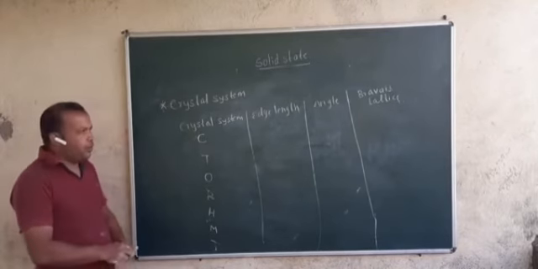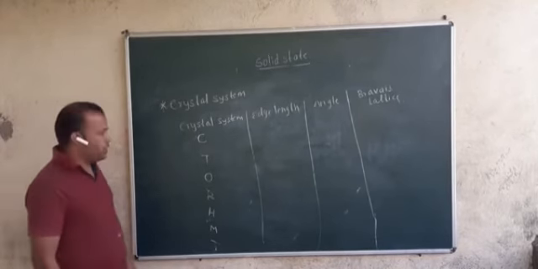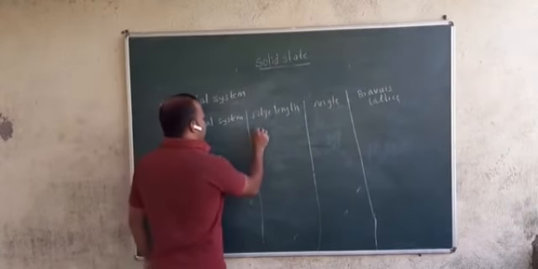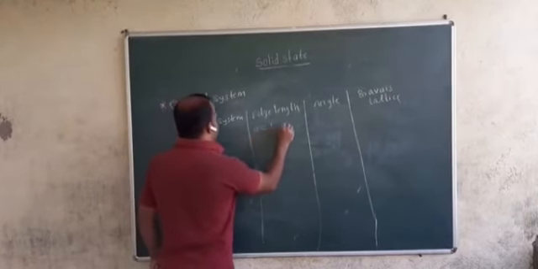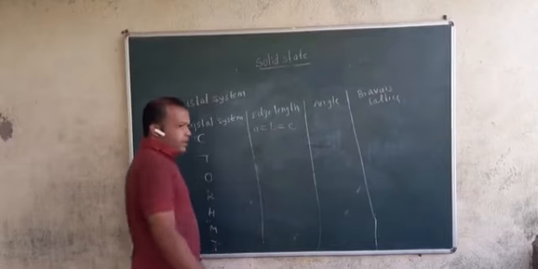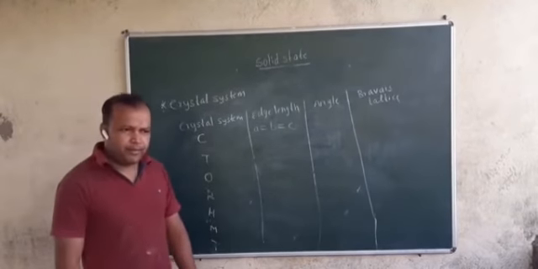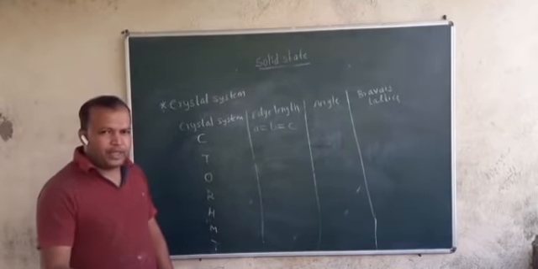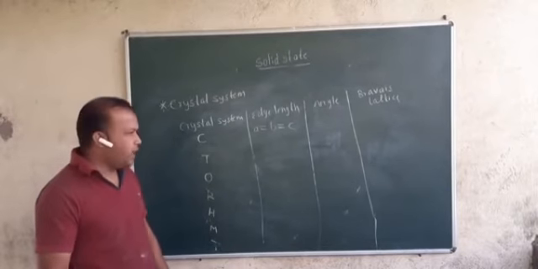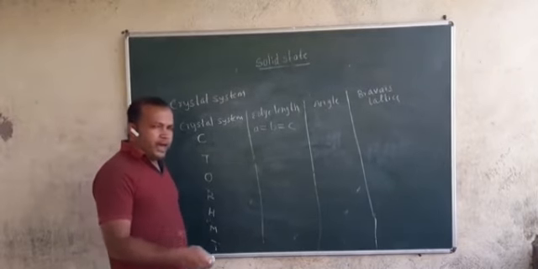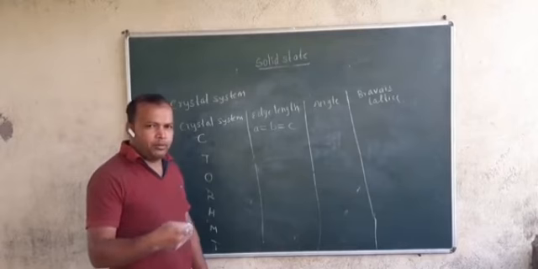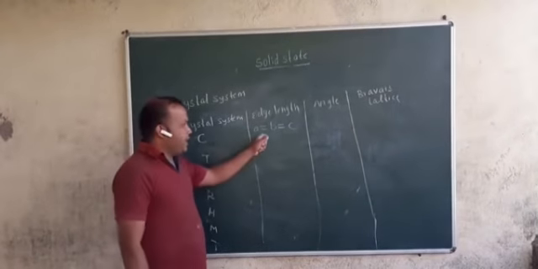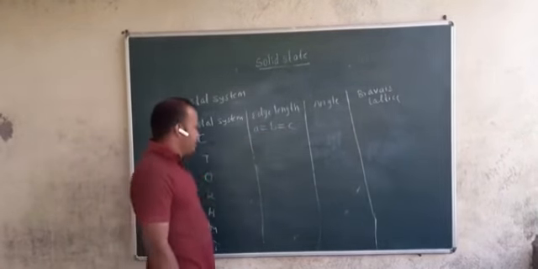And if you want to remember its edge length, see the trick. Here we'll write A is equal to B, B is equal to C. That means all three edge lengths are the same. Generally it happens in cubic. Correct? In a cube, height, length and width, all three are the same. So A is equal to B, B is equal to C.